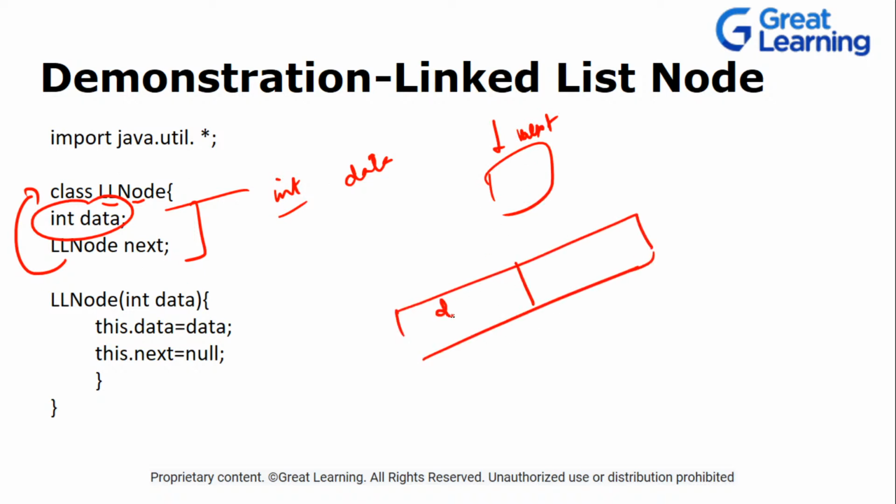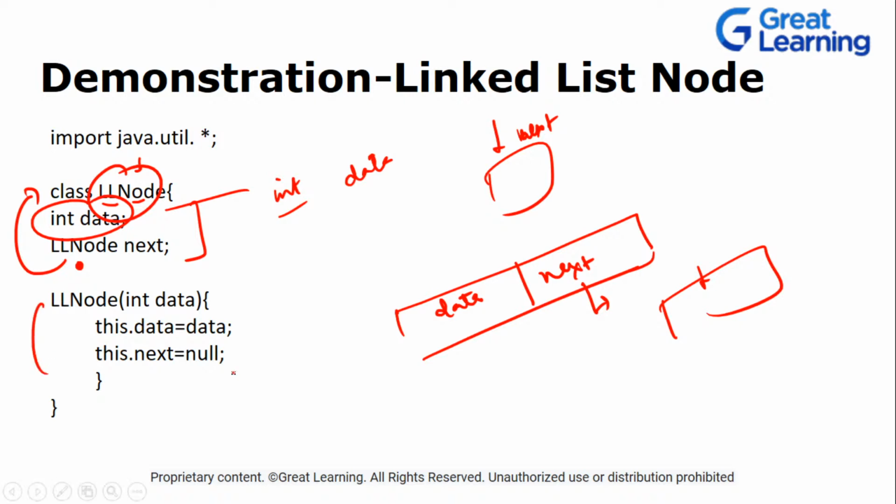It will have two parts. One is the data part, and another is known as the next. Why is it of type linked list node? Because we are referring to this node right over here. The next it will be pointing to will again be of type node, which is this same type. So this is the reference that you're pointing to. This is the structure of your node.